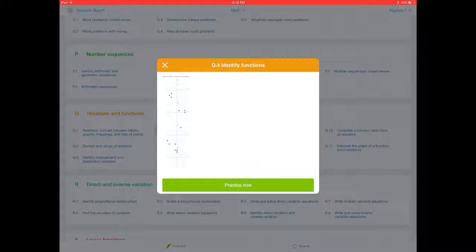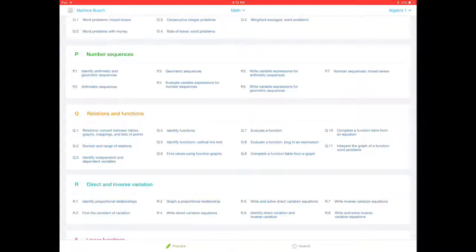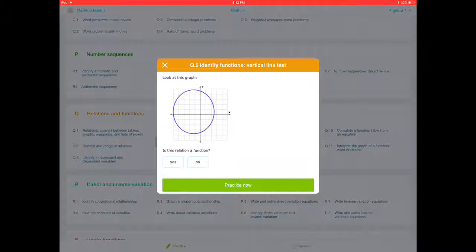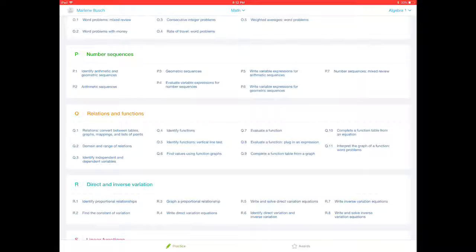Which one is a function? Do the vertical line test. Can your X's repeat? That's Q4. Q5 is easy. Is this graph a function? Does it pass the vertical line test? That's Q5, so you're going to do Q5 as well. Okay, find the values. Evaluate a function. Okay, so here we go, guys. I'm going to show you how to do these. Q9.